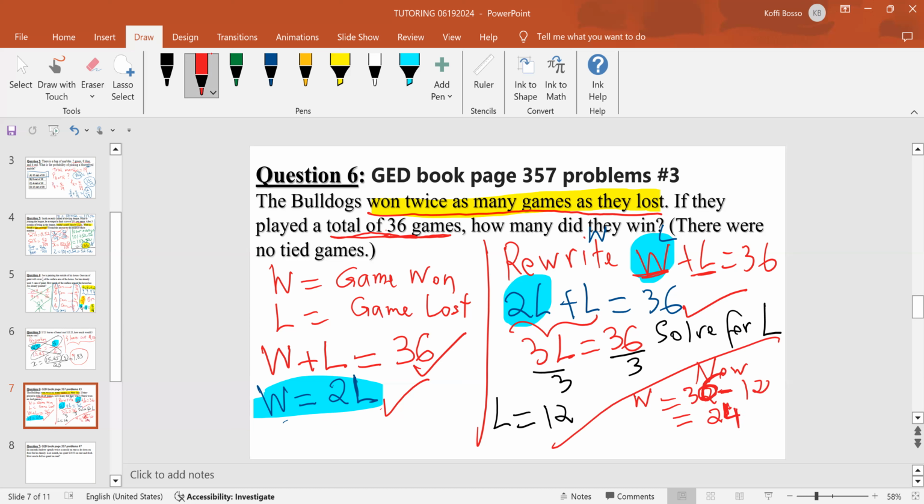Another way to do it is to use this formula again, because we say W is 2 times L. So you can do W equals 2 times 12 to get the same 24. So the answer to this question is 24 games won. So far, so good.